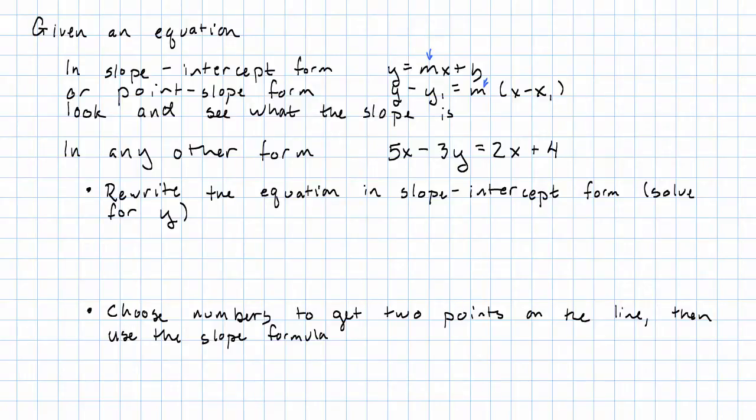Okay, let's try this in both ways. Rewriting in slope-intercept form, we'll start by subtracting 5x from both sides. We get negative 3y equals negative 3x plus 4. And then we'll multiply both sides by negative 1/3.